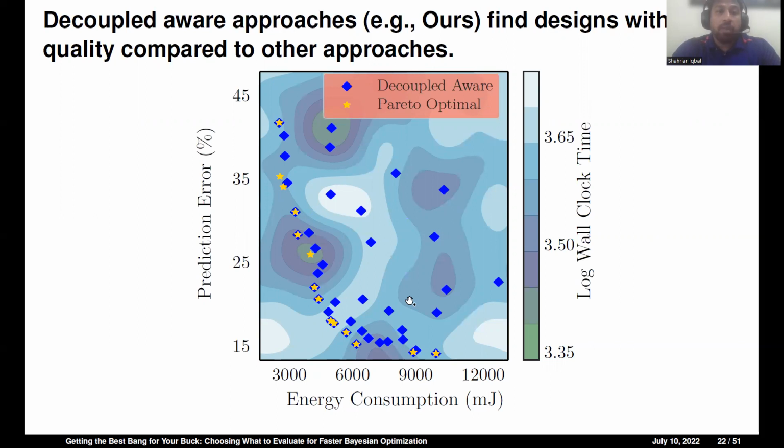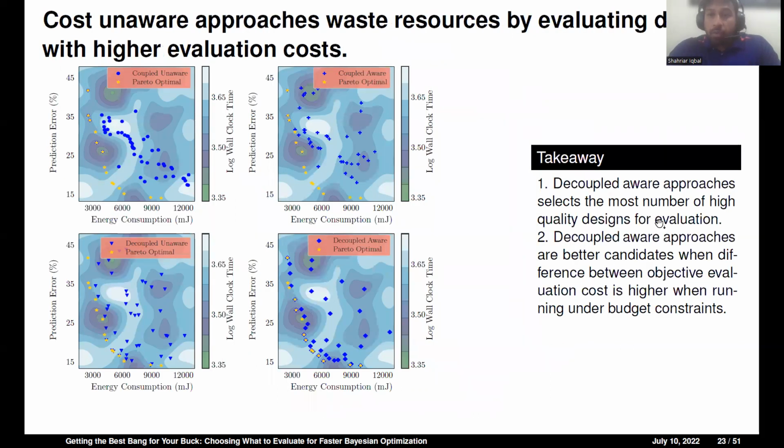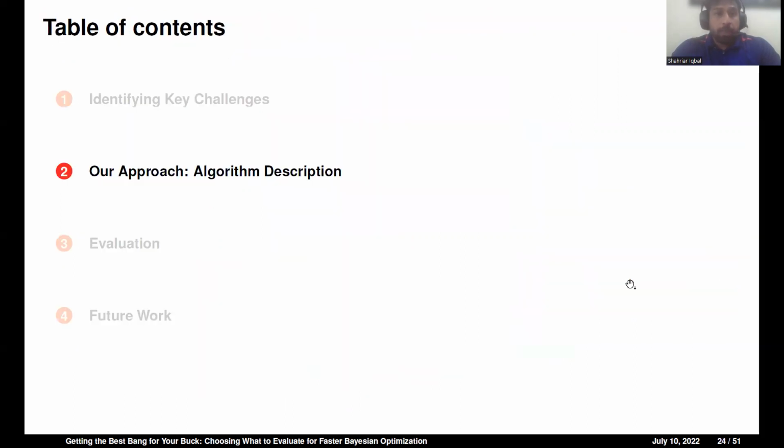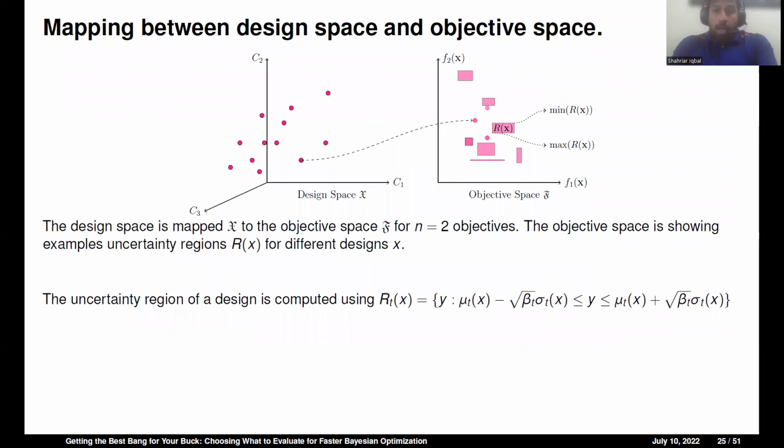So in this way, they have saved a lot of resources. Therefore, our takeaway is that decoupled approaches select the most high quality designs for evaluation, and they are also better candidates when the difference between objective evaluation costs is higher when running under a budget constraint. Now we'll describe our approach.